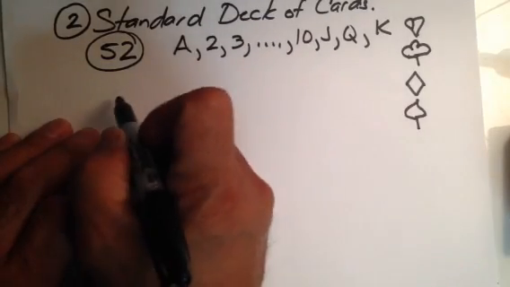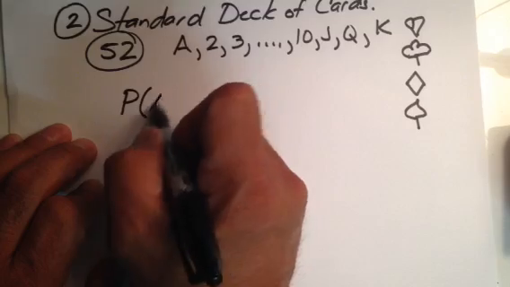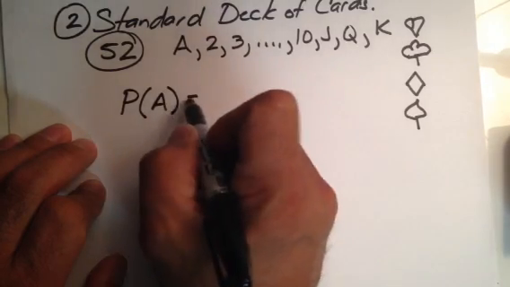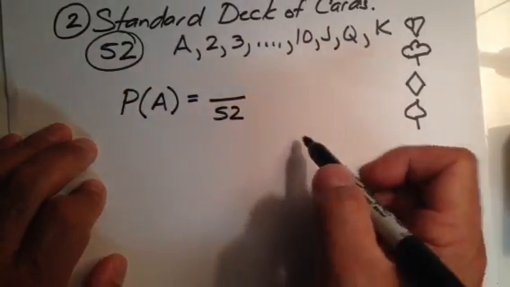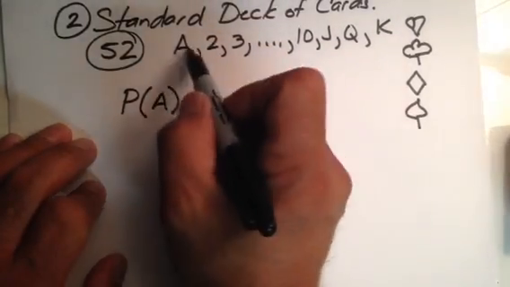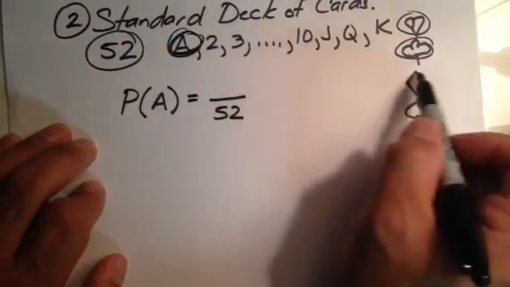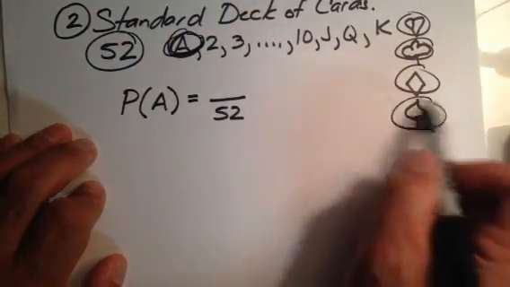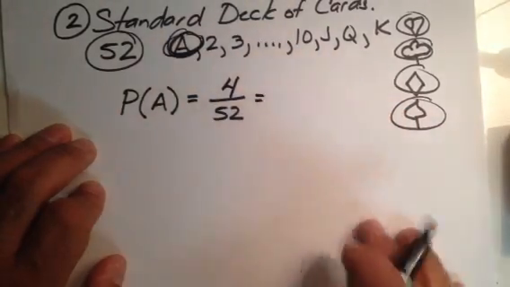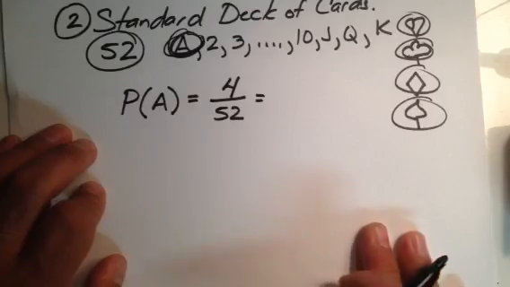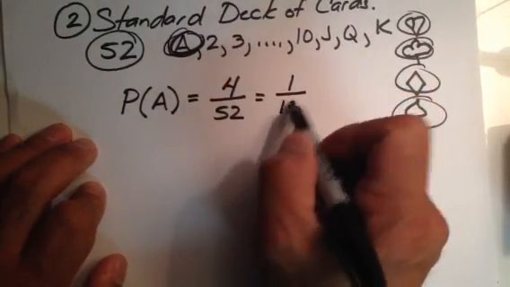So now, what is the probability of drawing, let's say, an ace? Well, first of all, you know that there are 52 cards altogether. How many aces are there? Well, there's an ace of hearts, an ace of clubs, an ace of diamonds, and an ace of spades. So there are 4 aces altogether. So the probability of drawing an ace is 4 out of 52. If I simplify that, that's 1 out of 13.